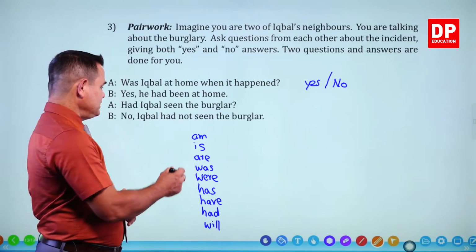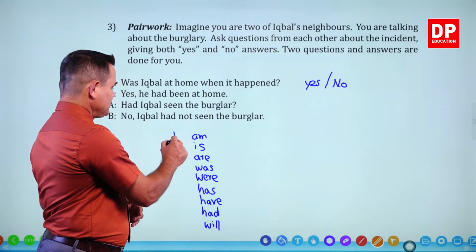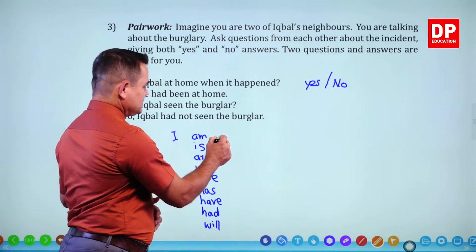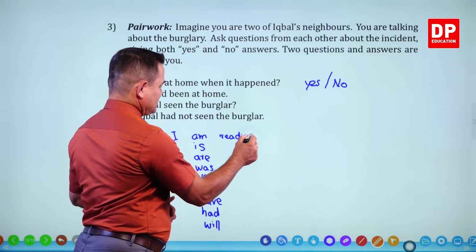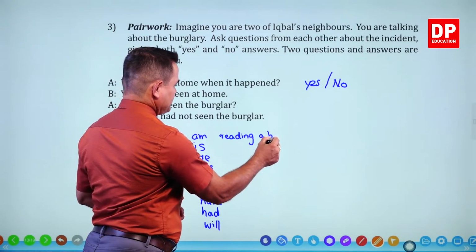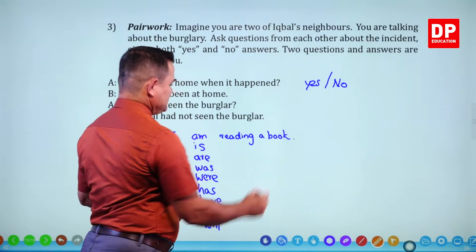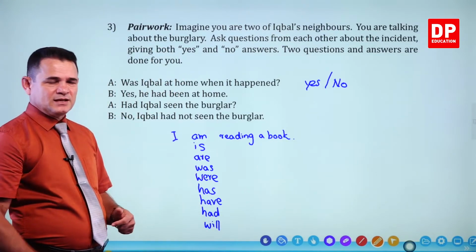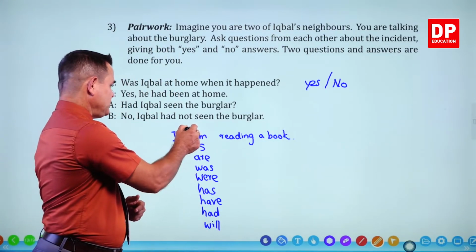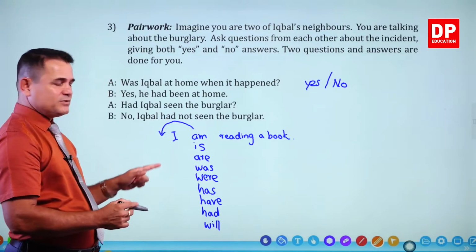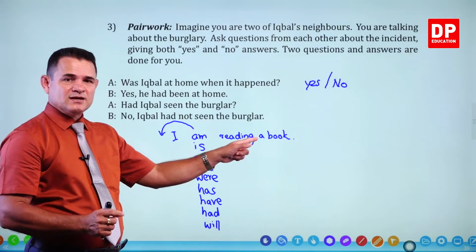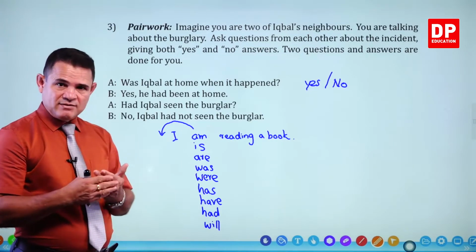For example, now I am reading a book. So this is a statement. To make the question, you take it to the front. I am reading a book. Am I reading a book?